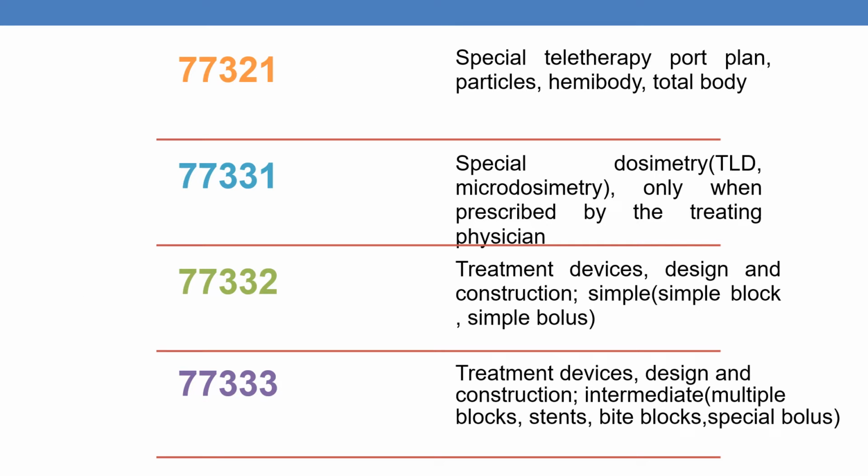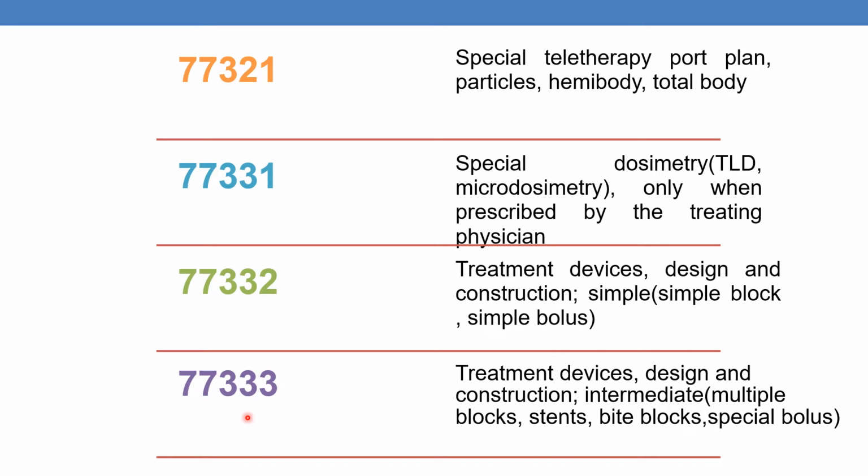The next code is 77321, special teletherapy port plan, particles, hemibody, total body. The next is 77331, special dosimetry, which is TLD or microdosimetry, only when prescribed by a treating physician. The next is 77332, treatment devices, design and construction, simple, that is, simple block or simple bolus.